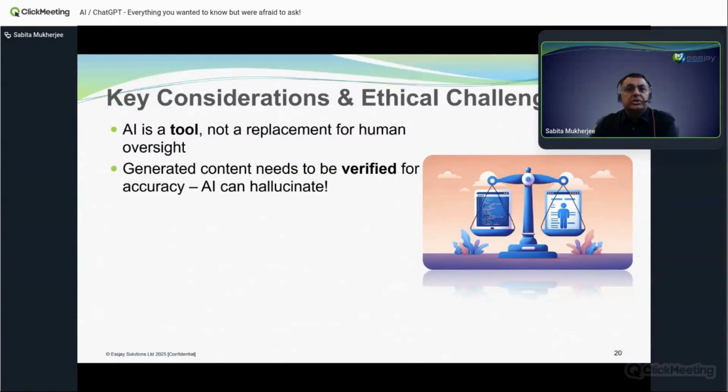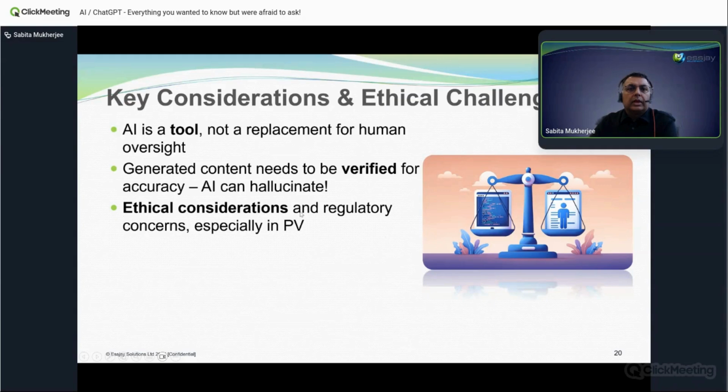Remember, AI doesn't know when it's wrong. It will always sound confident even when it hallucinates. So always verify AI generated content before using it in decision making. Always use your professional judgment as a filter. There are ethical concerns, such as bias in AI, and regulatory considerations must be addressed when using AI in pharmacovigilance.